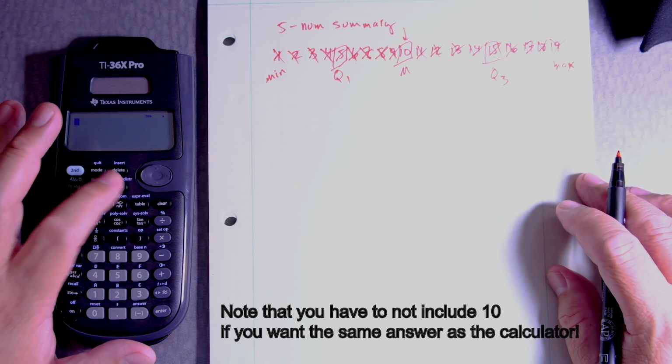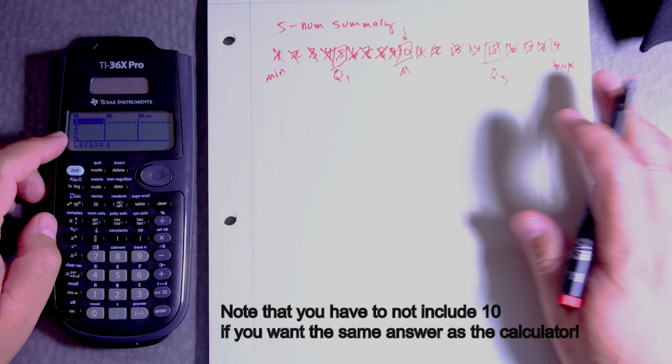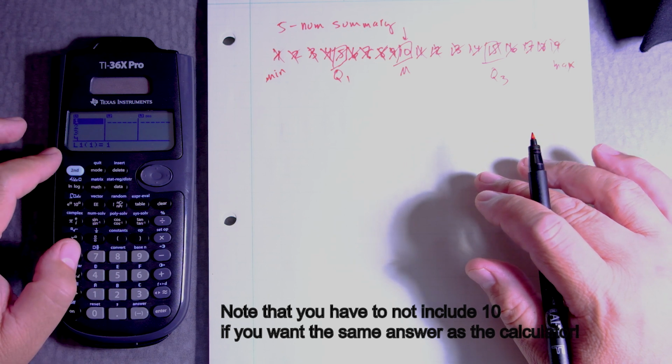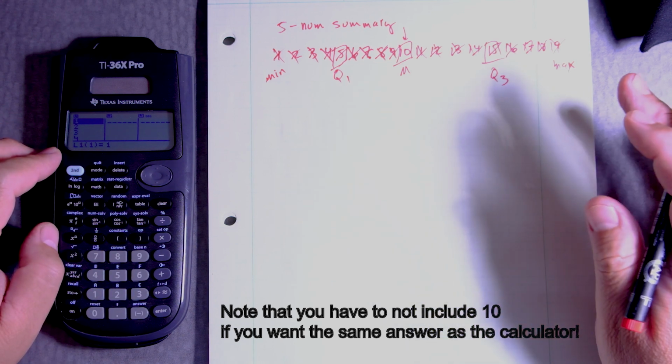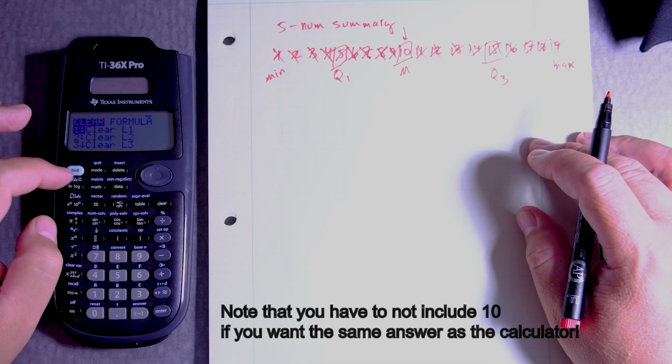So we click on data. Now I put the numbers in there, 1 through 19. So you might want to pause the video. You also might want to delete. And if you don't know how to do that, watch my previous videos. I show you how to delete the data. You just press here and you go down to delete all.